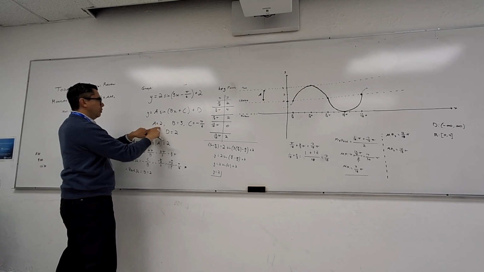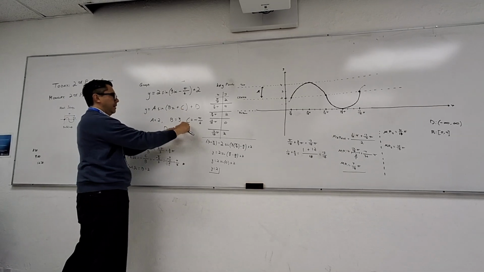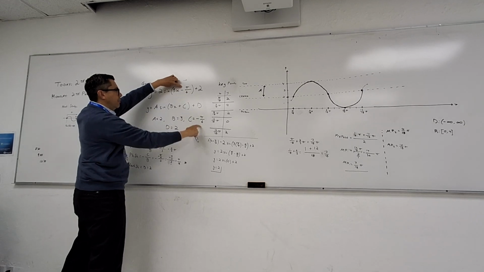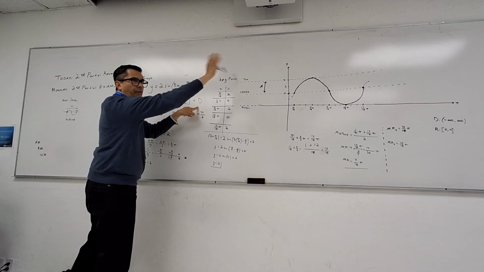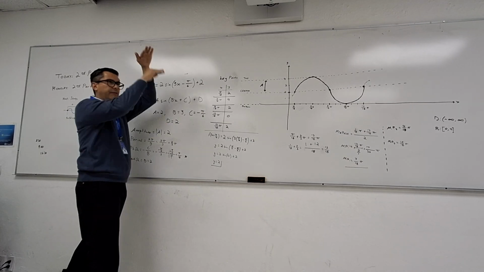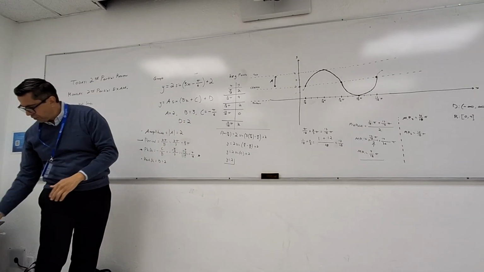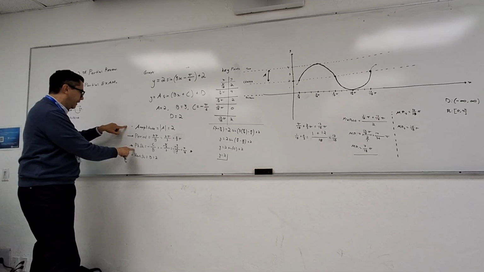Capital A, 2. b, the coefficient of x, 3. c, the number that is being added, negative, because right here you read negative pi over 6. C carries the negative. And D is the number that is alone over there, the independent term. That will be the vertical shift. So once you have identified A, B, C, D, you answer the questions that are given in the worksheet: amplitude, period, phase shift, and vertical shift.